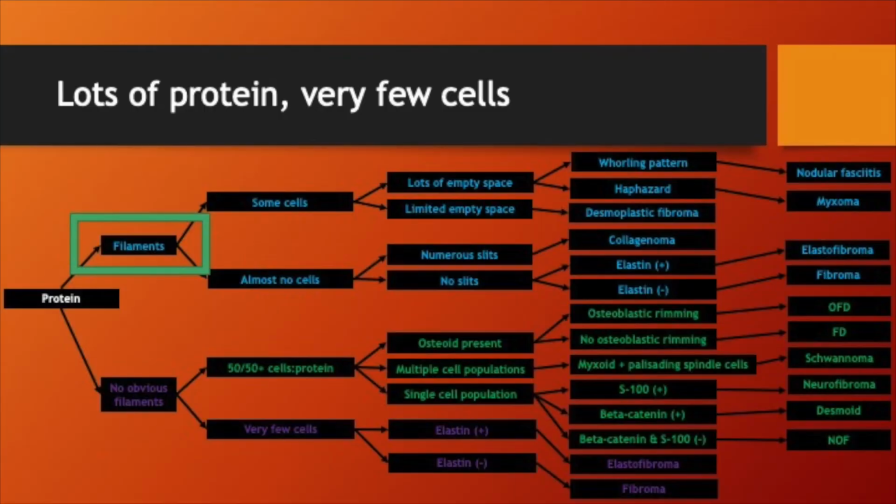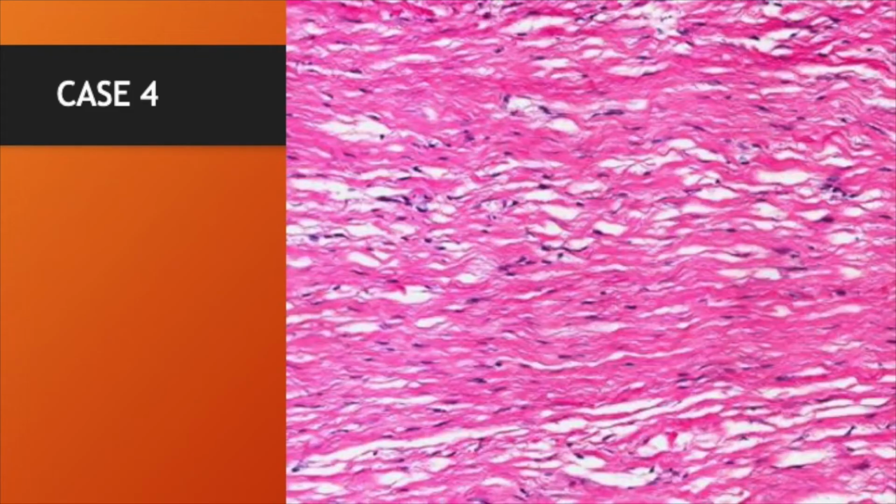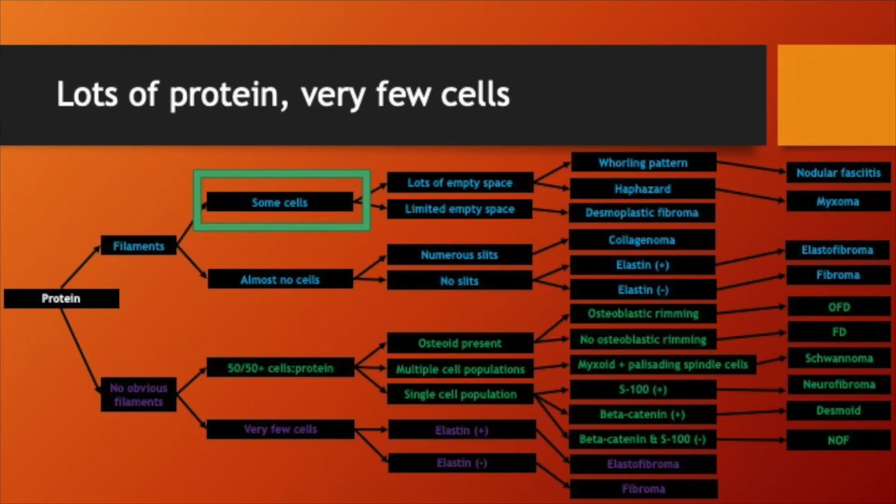enchondroma, if you want to go back in the video to look at what a sheet of protein might look like. So now that we have filaments, we have to say, well, are there some cells or are there almost no cells? Well, you can see that purple scattered throughout there. There are some cells. When I mean almost no cells, I mean, maybe 3 nuclei on this entire thing or none at all. So you do have to be careful with that not having a very clear definition, but there are certainly some cells on here. So we're going to go down that pathway.